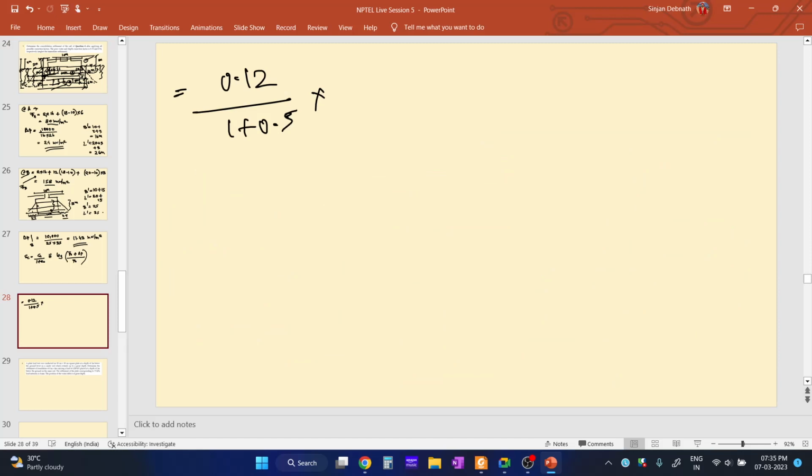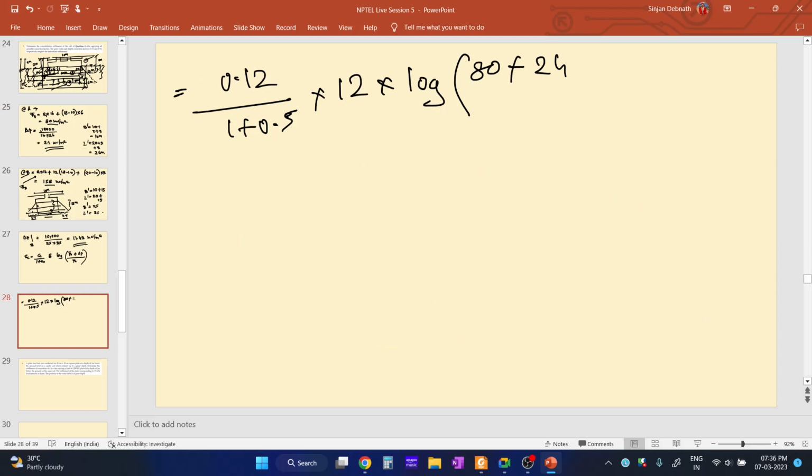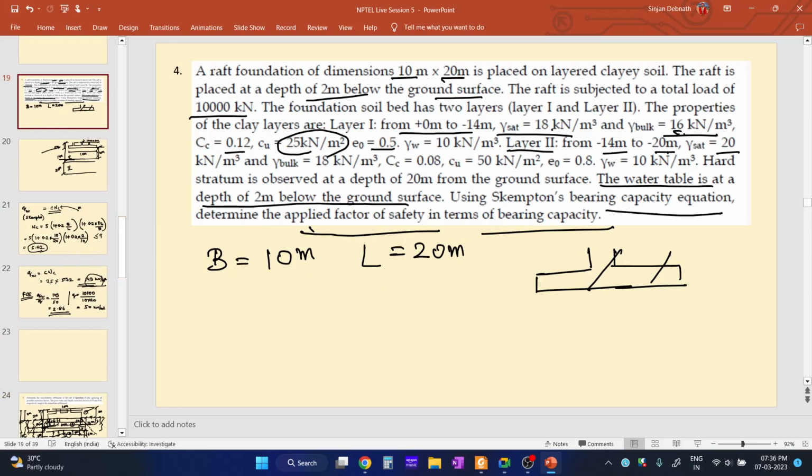So the thickness of the first layer below the base of the footing is 12 meter, into log of the initial effective overburden pressure at point A, which is 80, plus the additional pressure at point A, which is 24, divided by 80. This one is for layer 1. For layer 2, what is the value of compression index and void ratio? Compression index is 0.08 and void ratio is 0.8.